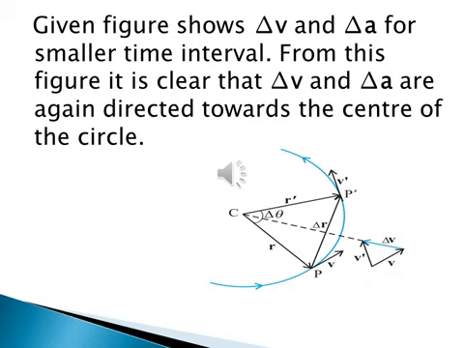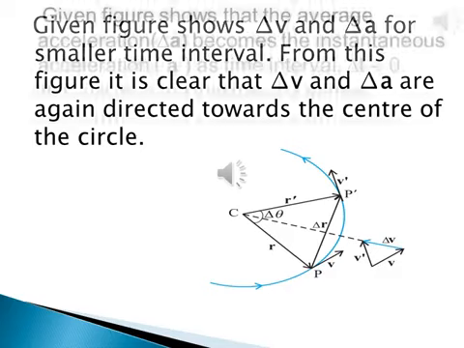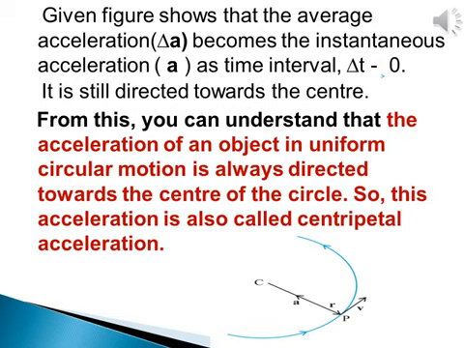The given figure shows delta v and delta a for a small time interval. From this figure, it is clear that delta v and delta a are again directed towards the center of the circle. The given figure shows that the average acceleration delta a becomes the instantaneous value of acceleration a as the time interval delta t approaches 0. It is still directed towards the center of the circular path.